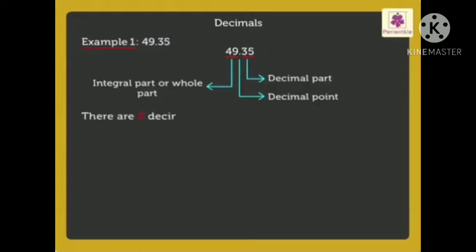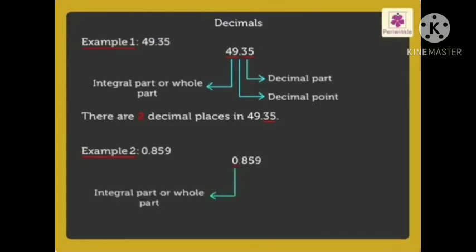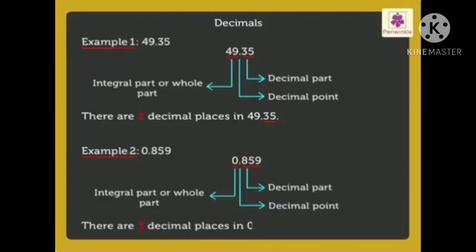Look, there are two decimal places in 49.35. In the decimal number 0.859, 0 is the integral part. The dot in between 0 and 859 is the decimal point. And 859 is the decimal part. It is read as 0.859. And there are three decimal places in 0.859.